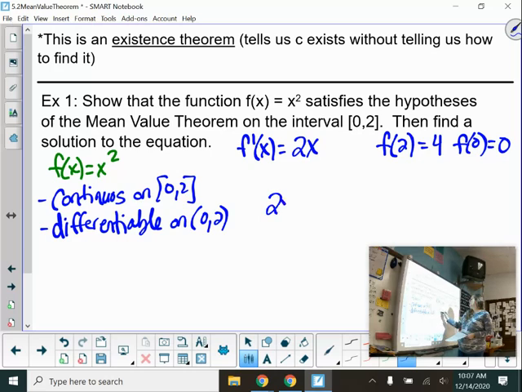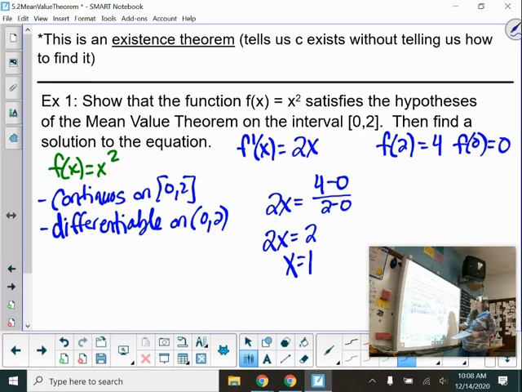So my 2x is equal to 4 minus 0 over 2 minus 0, so you subtract the y's, subtract the x's. So 2x is equal to 2, x is equal to 1. So the slope of 1 is going to be the same value as the average slope from 0 to 2. So 1 is where this would satisfy the mean value theorem.